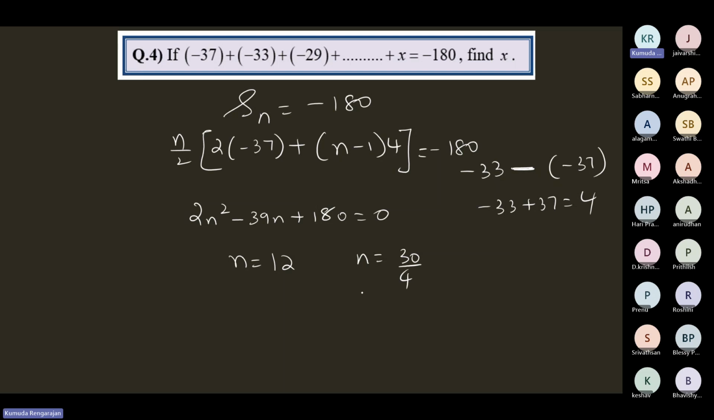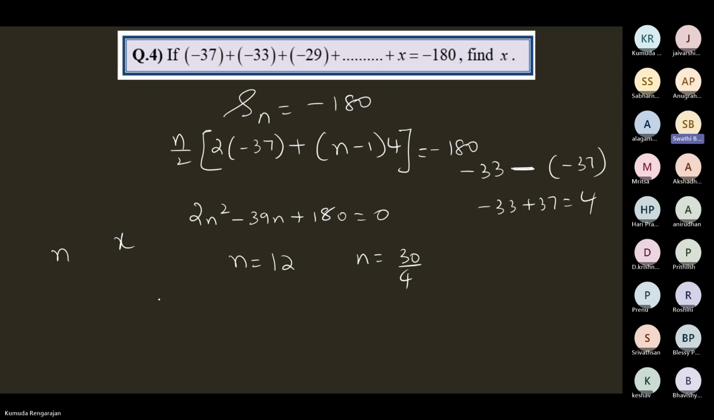Okay, fine. Let's check if this is right. So going with Swati's answer, n is 12. N is 12 meaning what? What do you understand from that? Say something after this. N is 12 means what? How do you connect n and x?